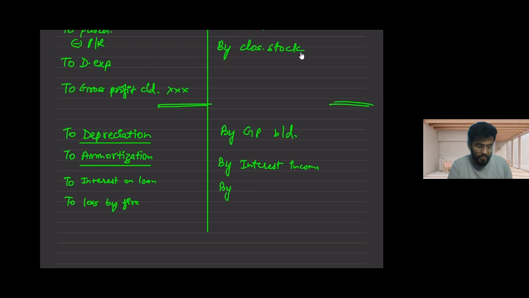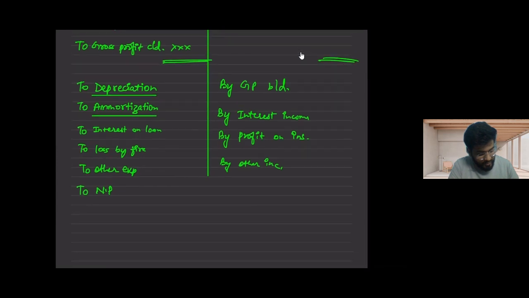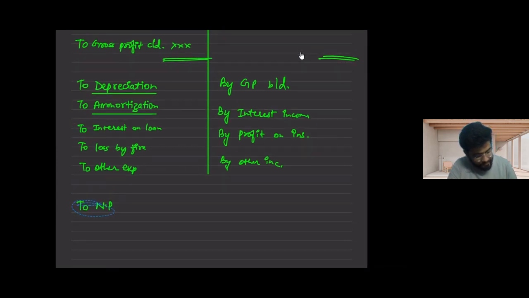By we have got profit on insurance, and we have some other expenses, and we have some other income, and at last we calculate the net profit. We also have one more thing, that is the tax, income tax, and then at last we have the net profit.